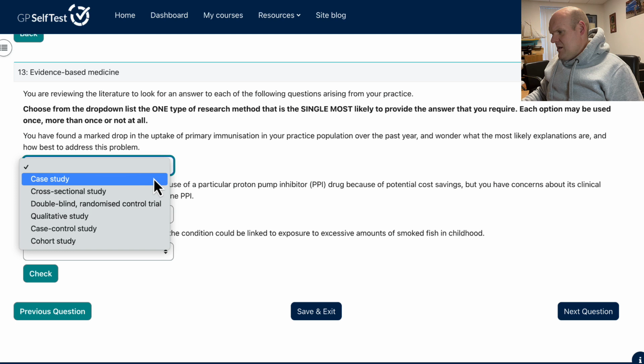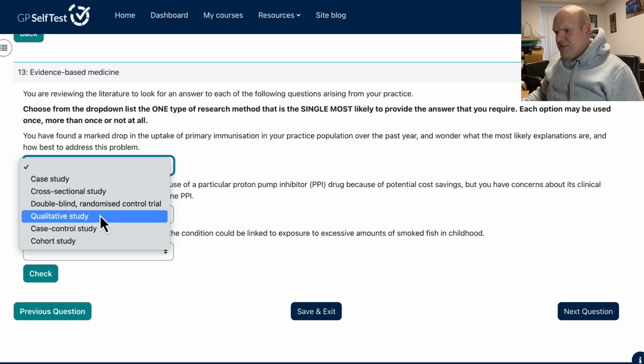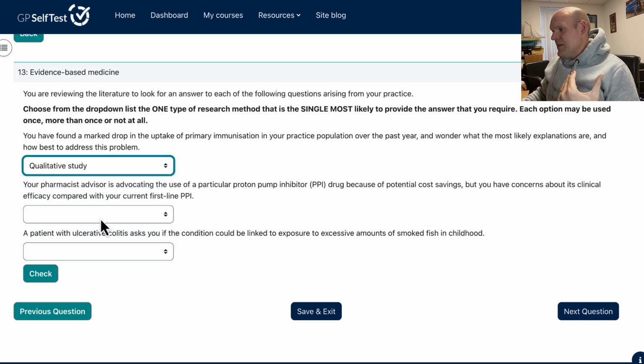Case study. Right, okay. So qualitative study, I think it's that, only because with qualitative you're not looking at numbers, it's talking information, it's talking data, so the variable could be anything. So that's why I pick it.